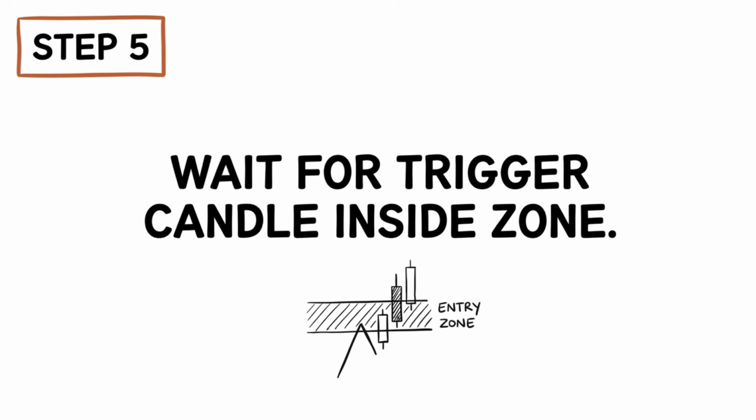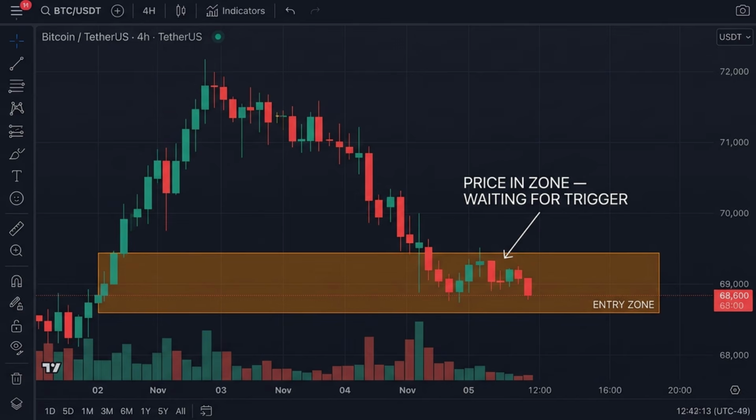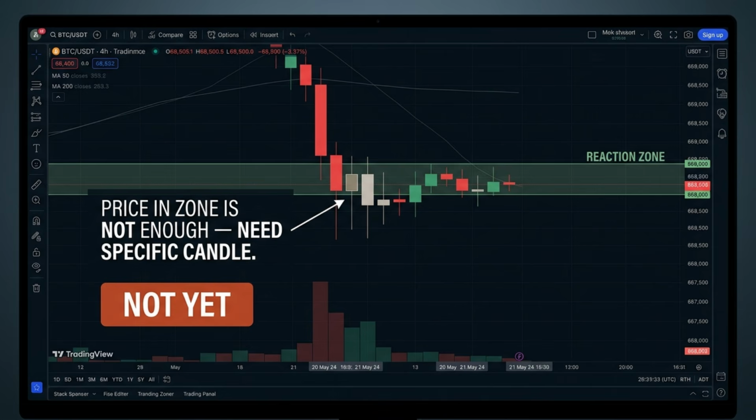Wait for the trigger candle inside the zone. Price has pulled back into your entry zone. Now you need a trigger. Not just price being in the zone. A specific candle that tells you the pullback is ending and the reversal is resuming.